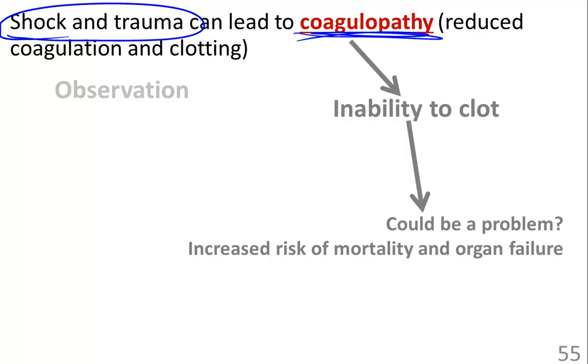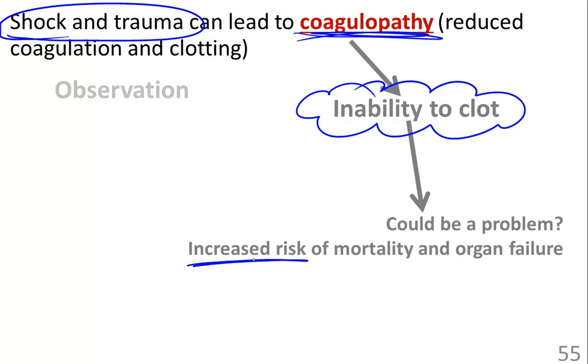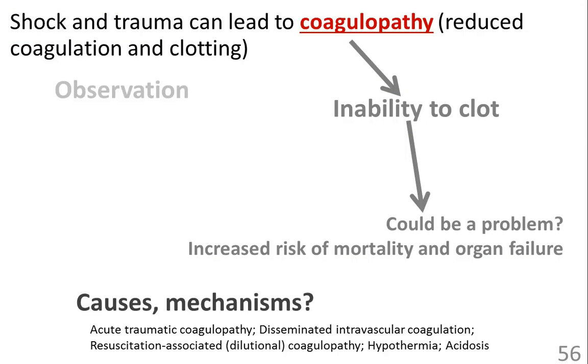And one of the things I wanted to mention is that shock and trauma lead to situations of coagulopathy. Basically, there's been this observation that when people have trauma and shock, they have this inability to clot. Obviously, that could be a problem, right? It's associated with increased risk of mortality and organ failure if you're not able to clot. The mechanisms of it are just about as diverse as the causes of shock. Sometimes the low blood flow is known to cause what people refer to as acute traumatic coagulopathy.